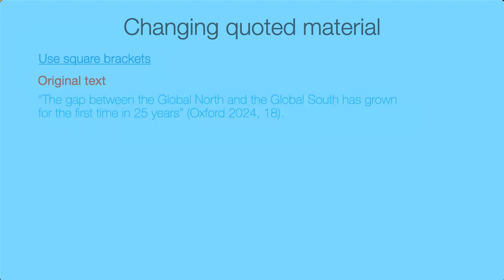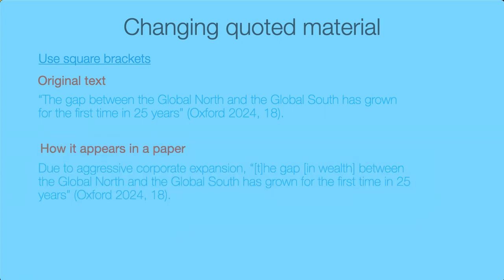In this case, we can look further into changing quoted material. Square brackets are really the thing to use. So the original text may read, "The gap between the global north and the global south has grown for the first time in 25 years." I may want to use this in my paper in the following way.